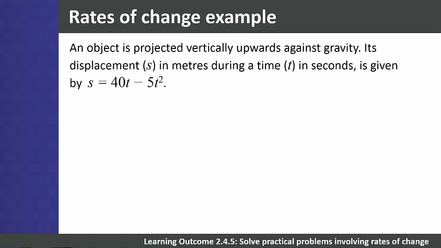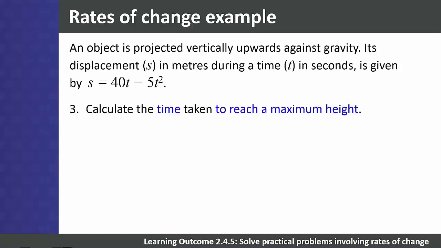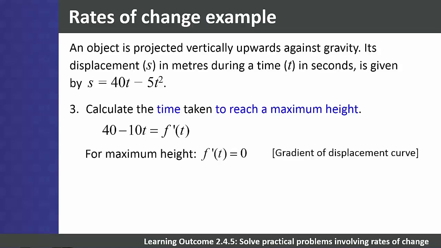Question 3. Calculate the time taken to reach a maximum height. We know from level 3 that in order to find a maximum, we let the gradient of the curve equal 0. The first derivative of s will give us the gradient. So 40 minus 10t equals 0. We solve and get a time of 4 seconds for the object to reach the maximum height.